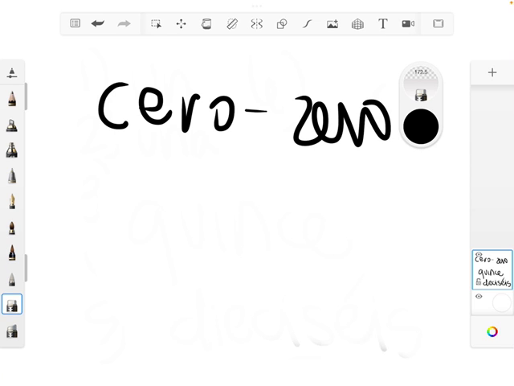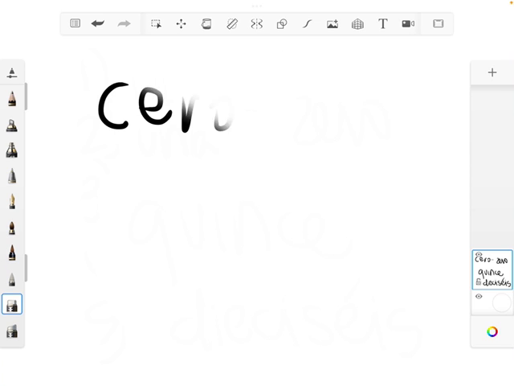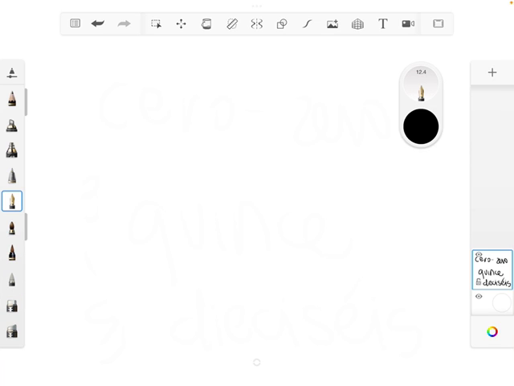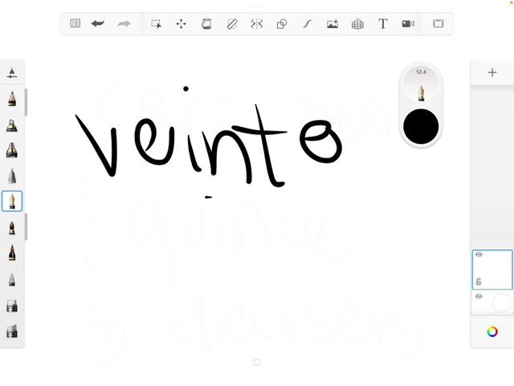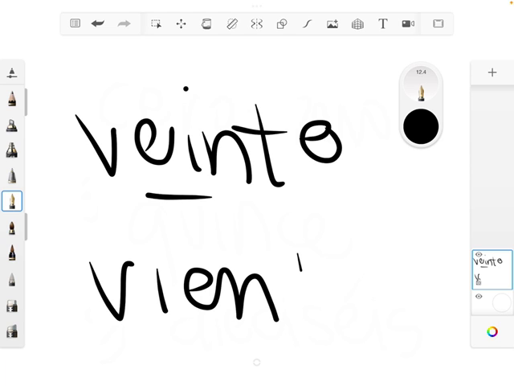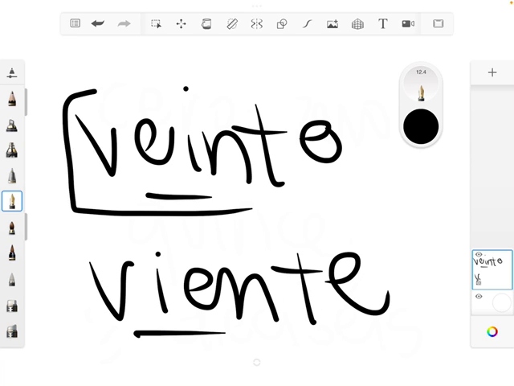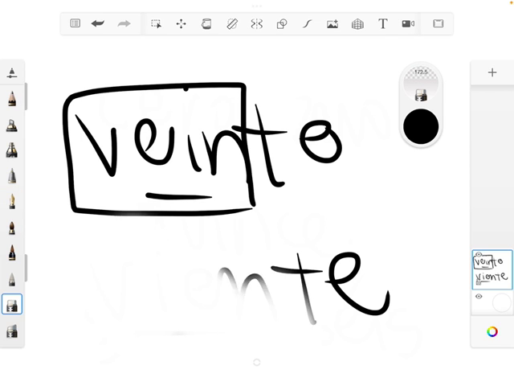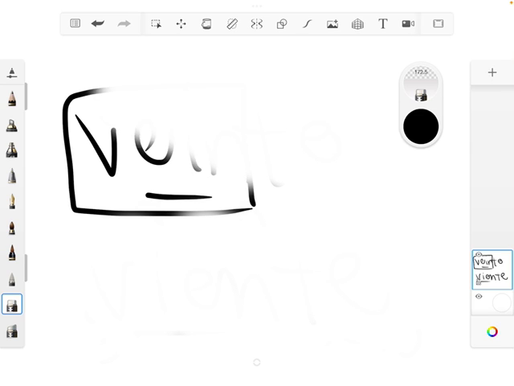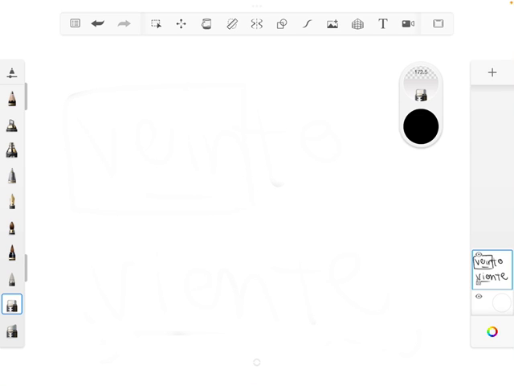Okay, 20. Notice 20 is EI. I often see students write it like this, but it's EI. So vein, like vein in your arm, and then the TE, okay? 20, 21, 22, 23. Notice that 22 and 23 all have that accent on the last syllable.